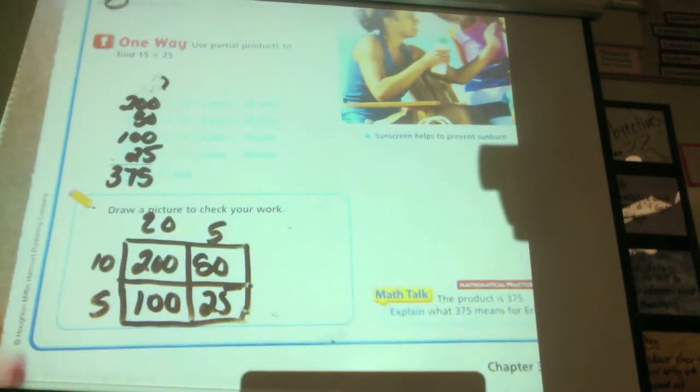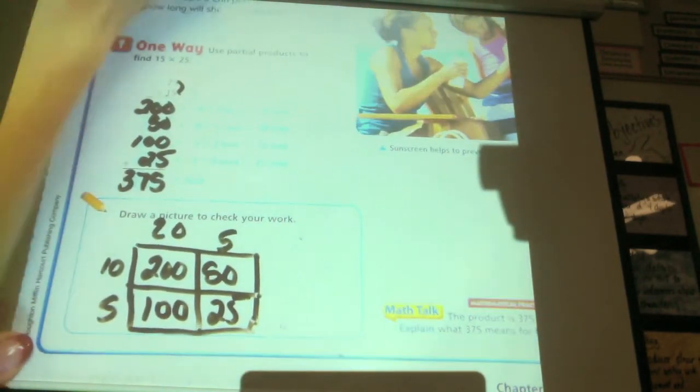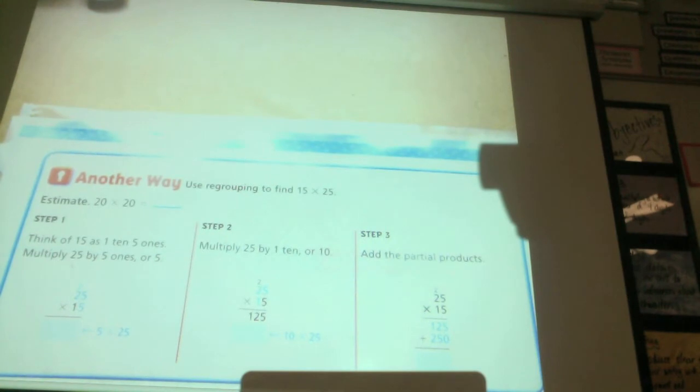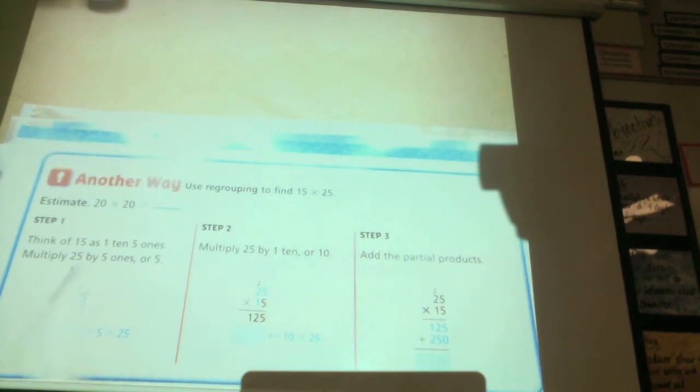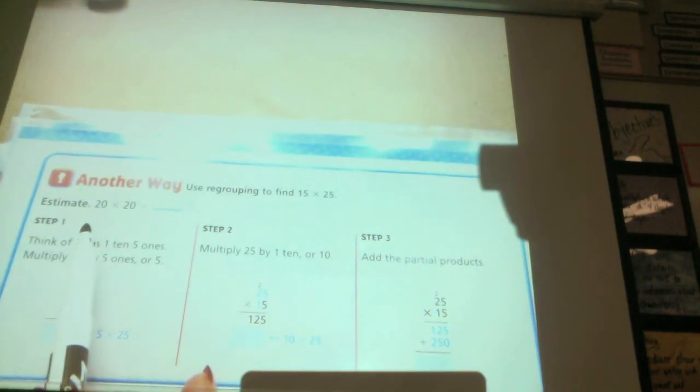All right, go ahead and write down, catch up with your pencil if you haven't already. Use regrouping to find 15 times 25. So this time we're going to do the same numbers, but instead of doing the partial product or the model method, we'll use regrouping, which is what we learned last week. First thing we're going to do is estimate.